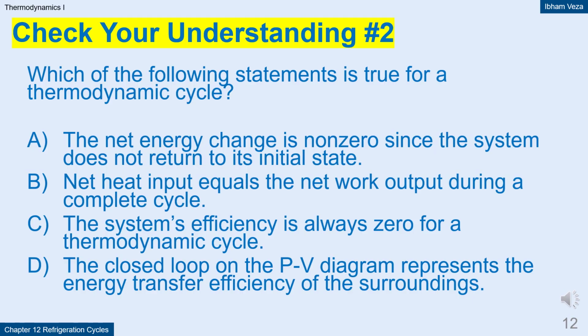C. The system's efficiency is always zero for a thermodynamic cycle.